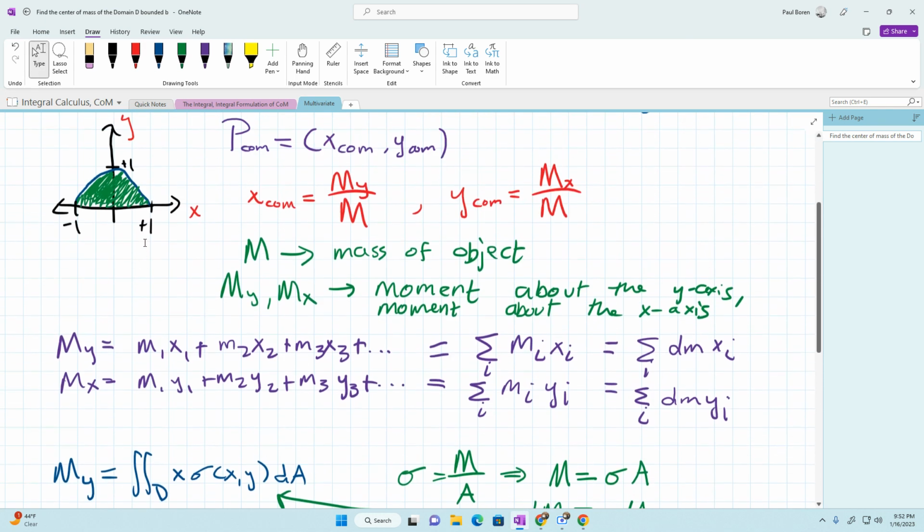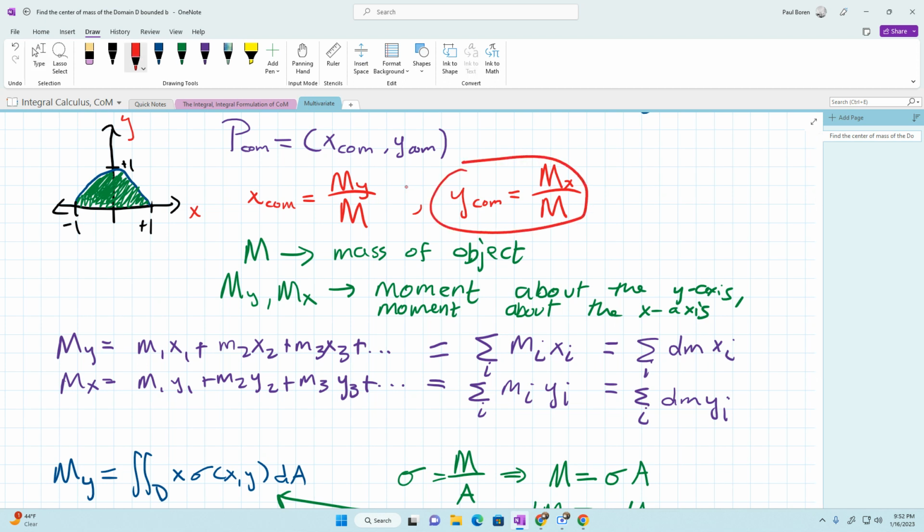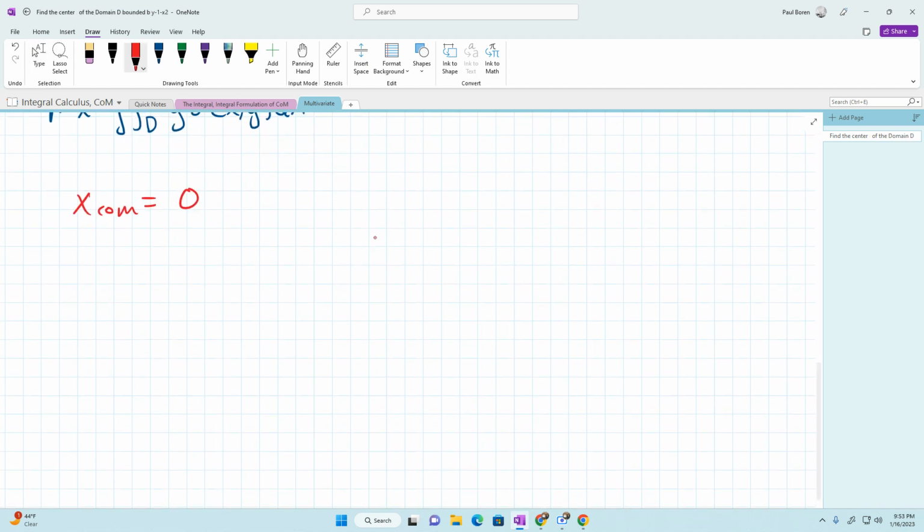Okay. Now we have to find how high up we have to go along x equals 0, along the y-axis, to find exactly where our center of mass is. Okay, so that's where we're going to need to use this formula here. So let's do it. Our y center of mass will equal our moment about the x-axis divided by our total mass. Okay, so let's start.